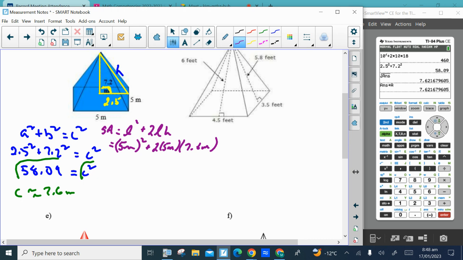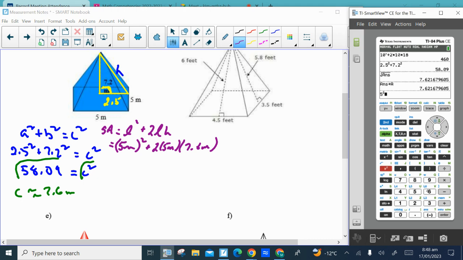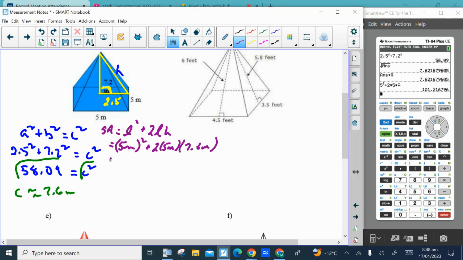So we can put this all in our calculator. 5 squared plus 2 times 5 times the answer we got in memory slot A, an entire decimal, gives us 101.2. And I'm saying approximately equal to because we rounded. And area is always in units squared. Okay? So there's the surface area of that shape.